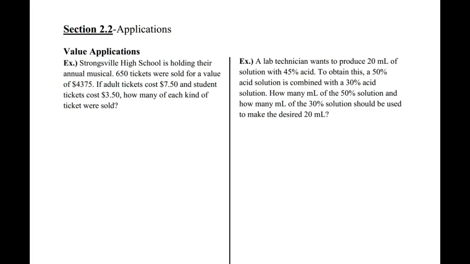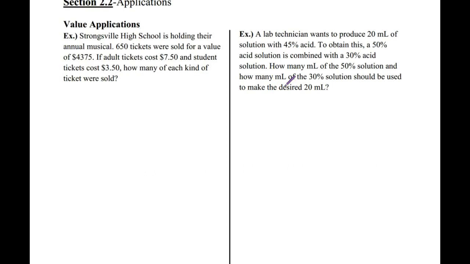In this video we are going to talk about solving two equations with two unknowns in application problems. This first one is a value application, so we're talking about money. It says Strongsville High School is holding their annual musical. 650 tickets were sold for a value of $4,375. If adult tickets cost $7.50 and student tickets cost $3.50, how many of each kind of ticket were sold?